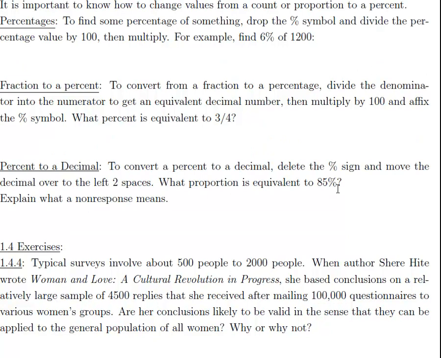So for the first example, we want to find 6% of 1,200. What I first want to do is move the decimal over 2 places for the 6%, so I want to change this into a proportion first. So I would change this into 0.06. And then to get 6% of 1,200, I would multiply times 1,200. And so 6% of 1,200 then is 72.